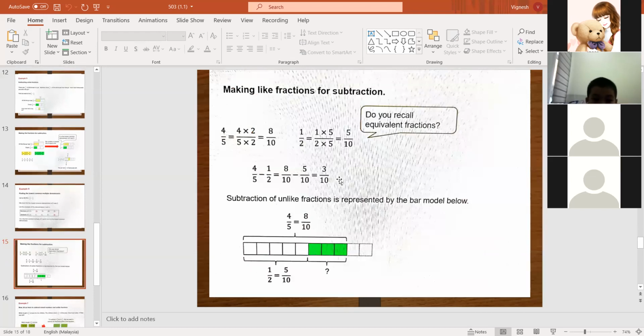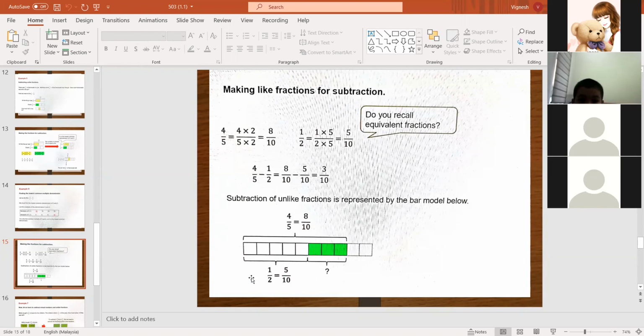So this is the working. 4/5, 1/2. You have to minus, but teacher says you can even cross multiply the 5 and 2. So 5 times 2 is 10, 4 times 2 is 8. 2 times 5 is 10, 1 times 5 is 5. So 8, you have to minus with the 5.